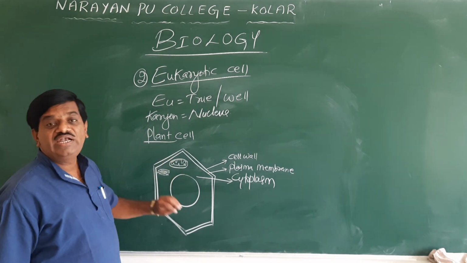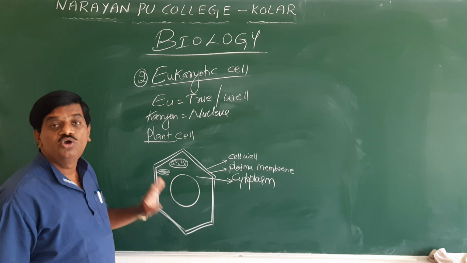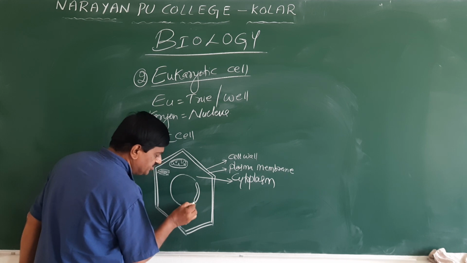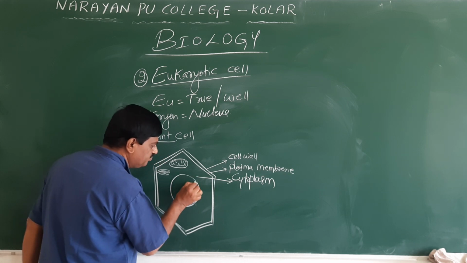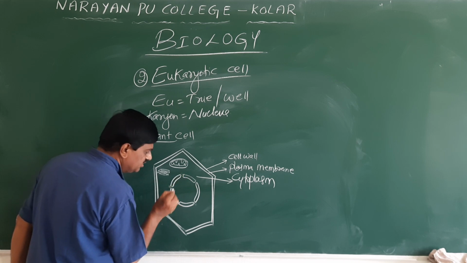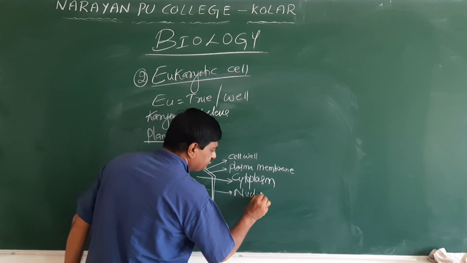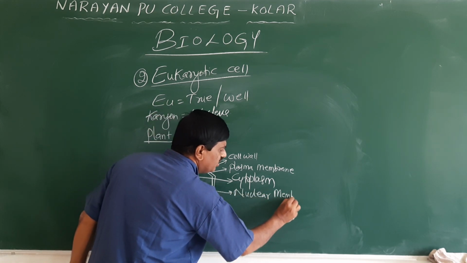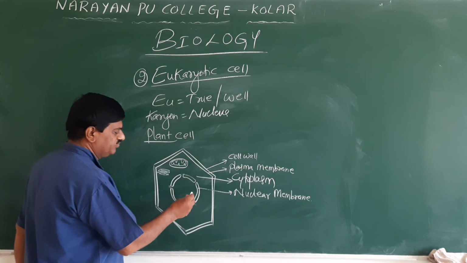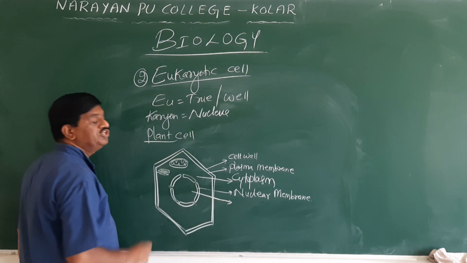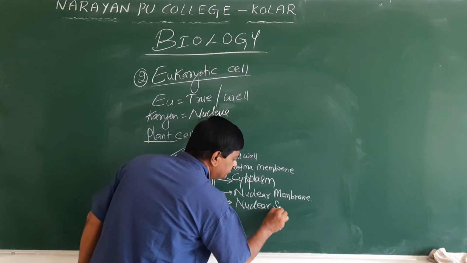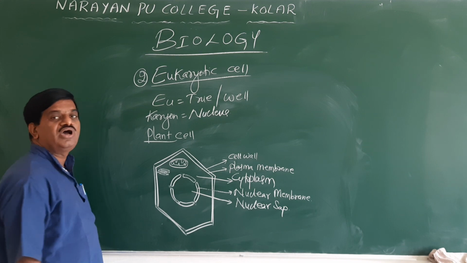Here, the phrase well-developed nucleus means it should have four components. One is the outermost layer of the nucleus, called the nuclear membrane, or nuclear envelope. Next, the space present inside the nucleus is called the nuclear sac.